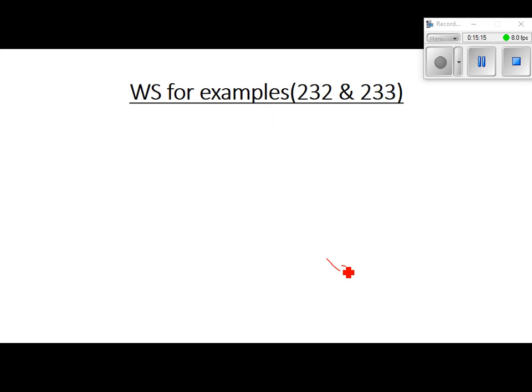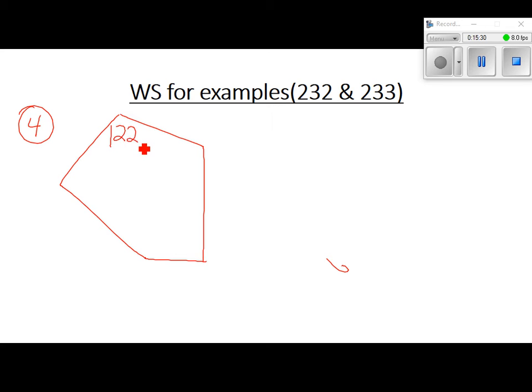On this paper, look at number 4. My shape doesn't look exactly like theirs, but it'll be all right. They want us to find x. How are we going to find x?